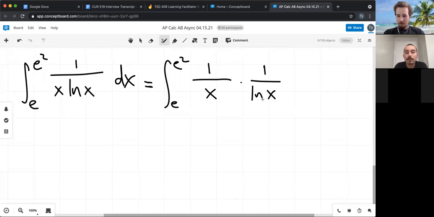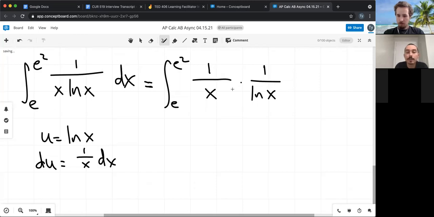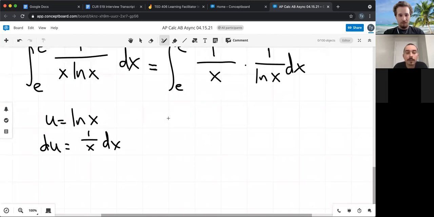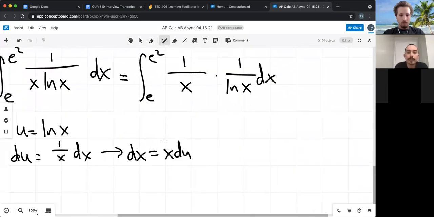And now we can see that if we choose u to be natural log of x and we find du, well, the derivative of natural log of x with respect to x is 1 over x dx. We have this piece here. Oops, forgot that. We have this piece here. So that means we're in good shape. Okay, let's solve for dx. So dx becomes, if we multiply x to both sides, we get x du. And now let's plug in u and dx.